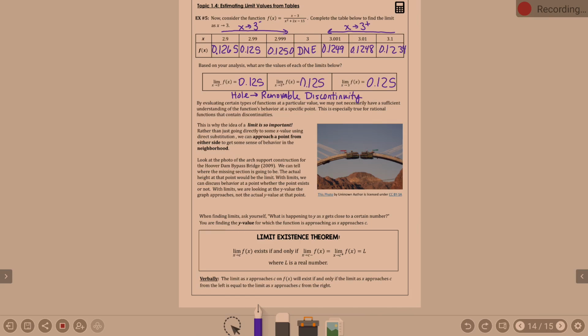Now, this limit existence theorem. I know, there's a lot of gibberish there, yes? But it's really what we've just done. The limit as x approaches a value exists if and only if the limit as x approaches the value from the left equals the limit as x approaches the value from the right, which equals some real number. Okay, so if they equal on the left and the right, that's the idea that a limit exists. And I guess it's verbally down there as well. Okay.